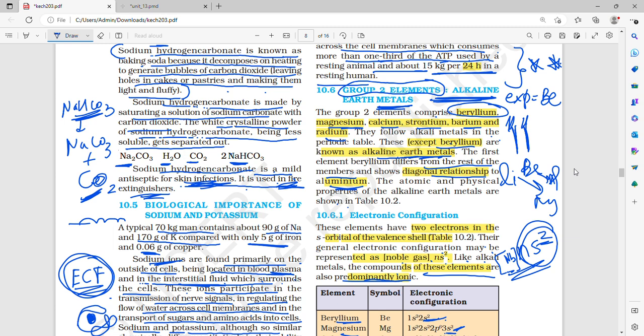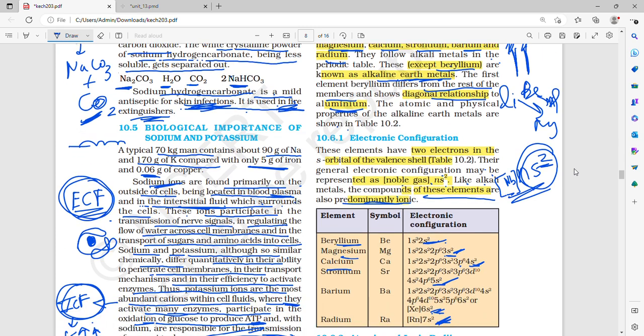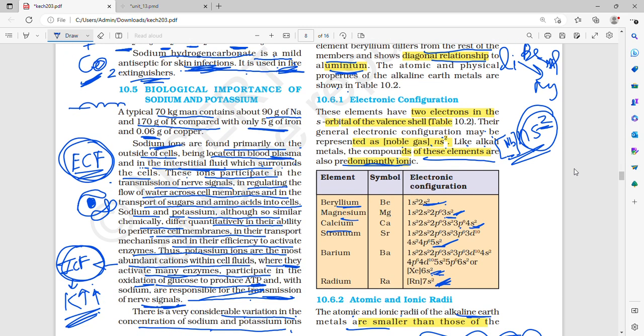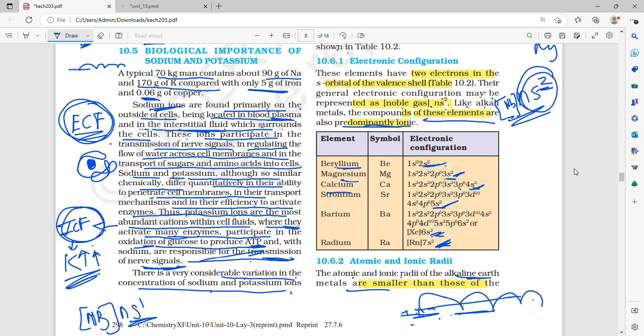The first element, beryllium, differs from the rest of the members of the group and shows anomalous properties and diagonal relationship with aluminium, just like lithium used to show diagonal relationship with magnesium. The atomic and physical properties of alkaline earth metals are shown in table 10.2.